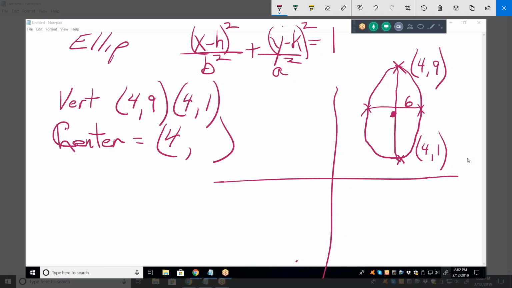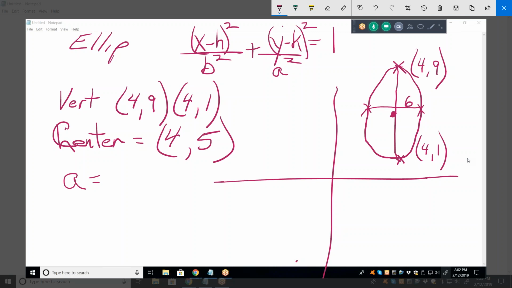It's halfway. 5. Is that what you said? Yeah. Correct. It's halfway between 9 and 1. You just add those two numbers together and divide by 2. Okay. So we have a center, so we know what h and k are going to be in our equation. And we know everything else also. What is a?